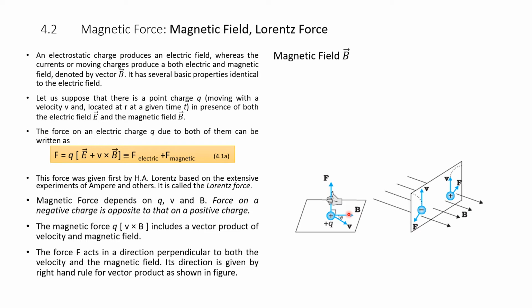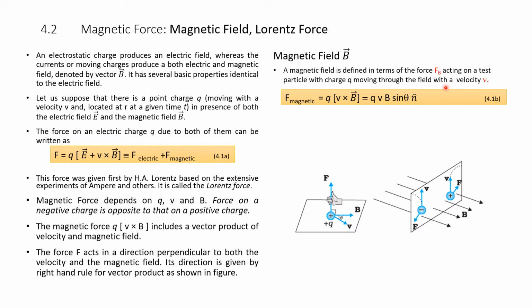Now, let us define magnetic field B. A magnetic field is defined in terms of force Fb, that is, the force due to the magnetic field acting on a test particle with charge q moving through the field with a velocity v. So, magnetic field is defined as the force acting on a unit test charge q moving with a velocity v.